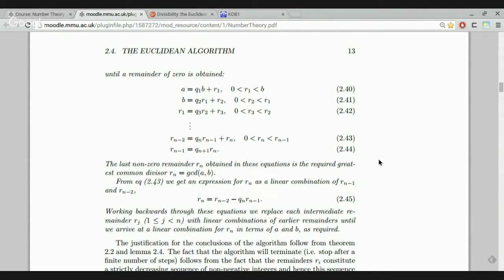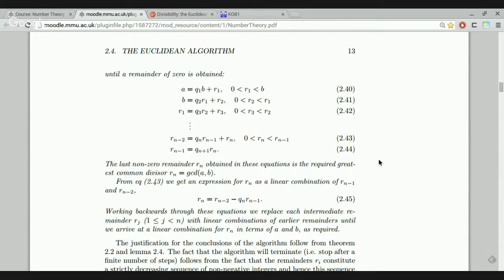You then divide b by r1. You get a new remainder r2. And r2 is strictly less than r1, because you've been dividing by r1, so the remainder you get is smaller than it. Then you divide r1 by r2, then r2 by r3, then r3 by r4, and so on. Okay? So you keep performing the integer divisions with remainder.